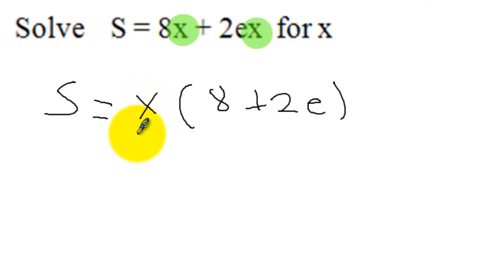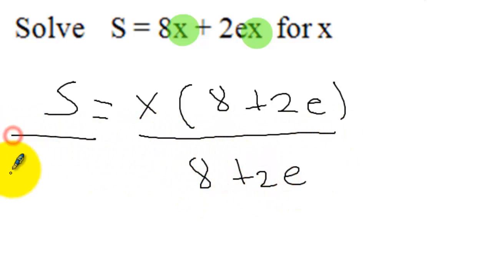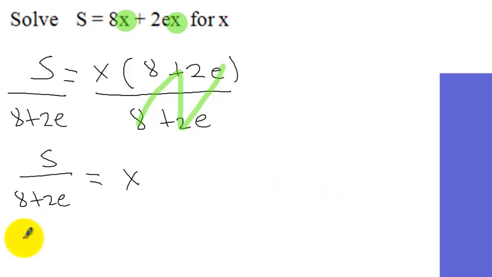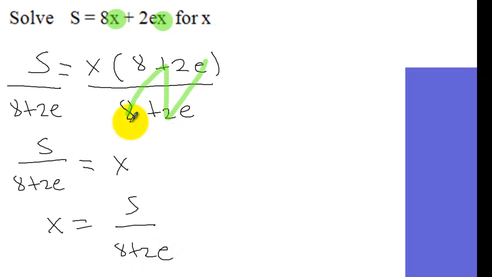So next step is to divide both sides by 8 plus 2e. Cancel this one out. We'll get s over 8 plus 2e equals x. Or you can write your answer as x equals s over 8 plus 2e. Alright, there you go. That's your video 2.3, solving literal equations.